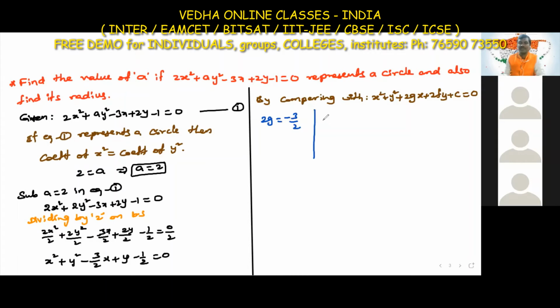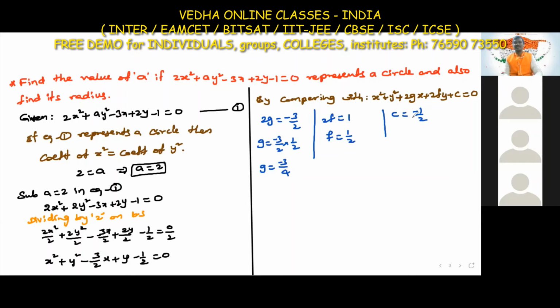What is 2f, the y coefficient? The y coefficient is 1. What is the constant c? That is minus 1 by 2. Here g is equal to minus 3 by 2 as it is; if you take the 2 to that side, divide by 2, or multiply by 1 by 2, the g value is minus 3 divided by 4. And f is equal to 1 divided by 2.